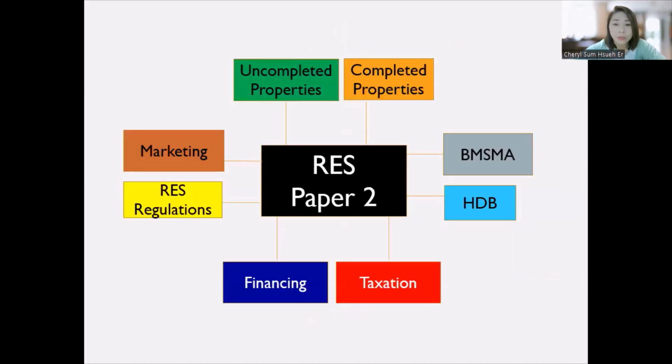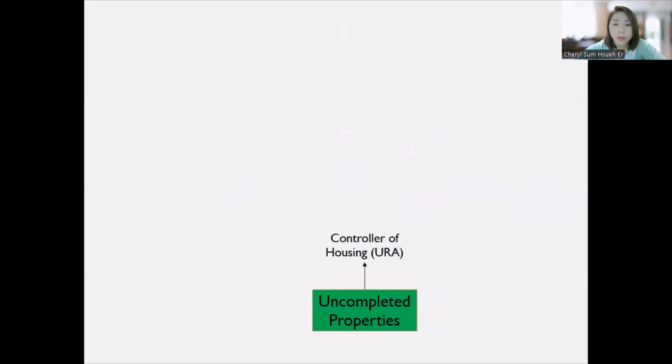So here comes the next topic, uncompleted property. For uncompleted property, it falls under the purview of the Controller of Housing, COH in short, which is a subsegment under URA. Under the Controller of Housing, they basically oversee all uncompleted properties, which in other words, we call BUC, Building Under Construction. The Housing Developer Control and Licensing Act controls housing developers, which means residential.